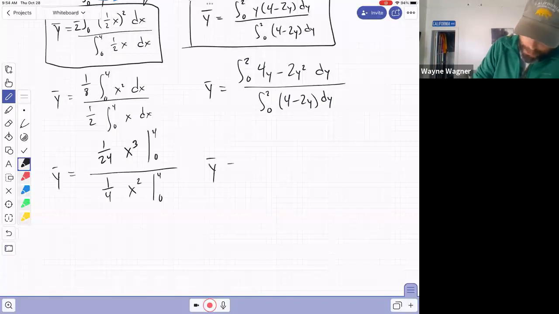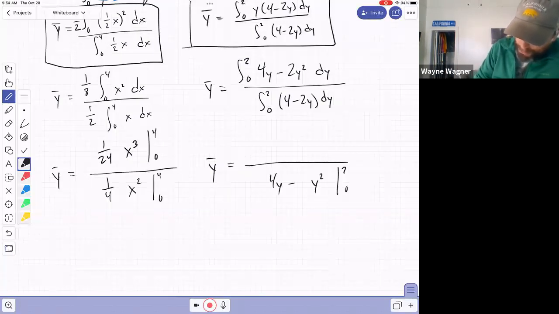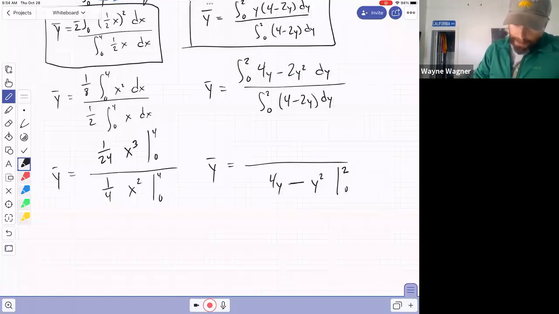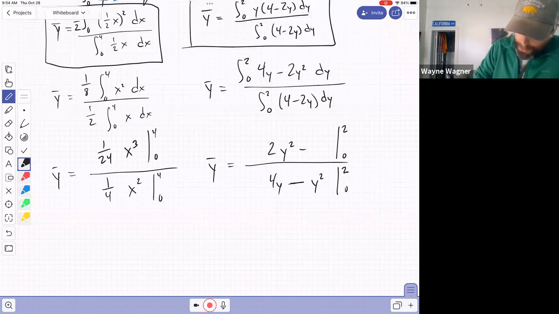Okay, and then y bar equals, maybe I'll do the bottom first. From 2 to 0, this is going to be 4y minus y squared. Yeah, just y squared. That's interesting. Oh no, that's right. And then up here, we're going to go from 2 to 0, and we're going to go 2y squared minus 2/3 y cubed, like that.